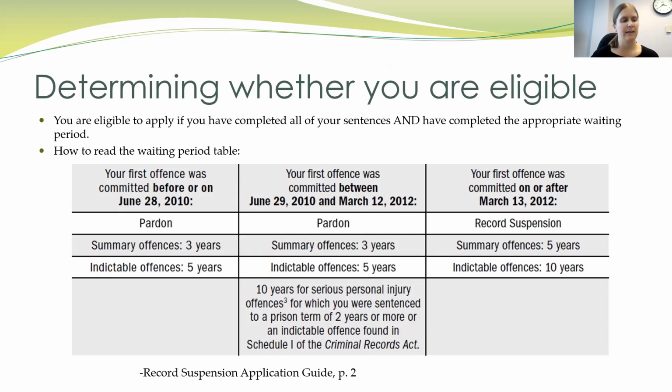So here you check the table. Let's say your first offense was committed between June 29th, 2010 and March 12th, 2012. Basically how it works is that the waiting period that your first offense falls in applies to all of your convictions. It's treated as a chunk together. That's what the Parole Board of Canada officer confirmed for me.